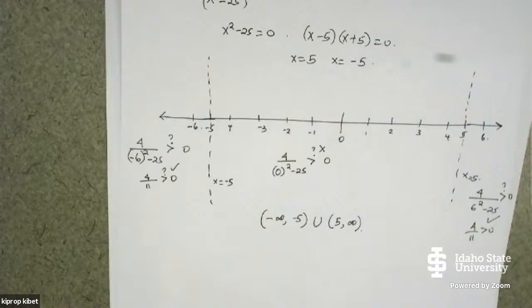So we are not including negative 5 and we are not including 5. So when we are not including, we use the what? That's parentheses. Any question after that? Okay, let's do another example.